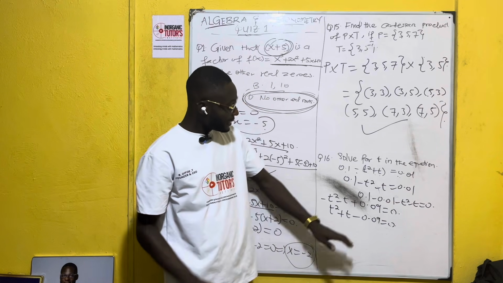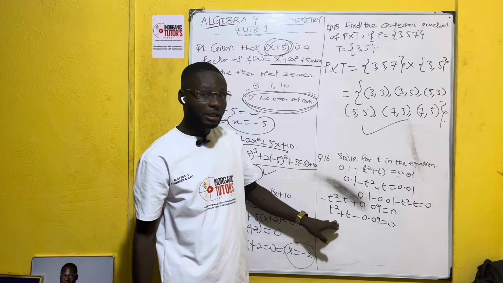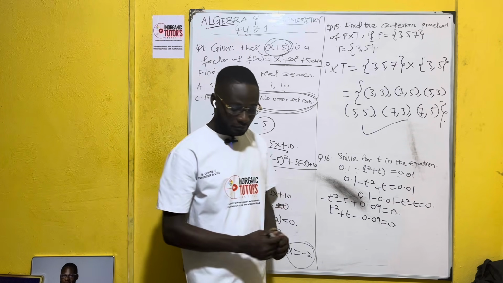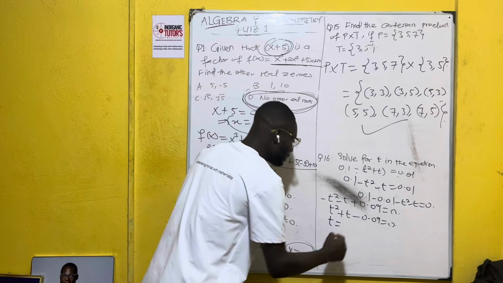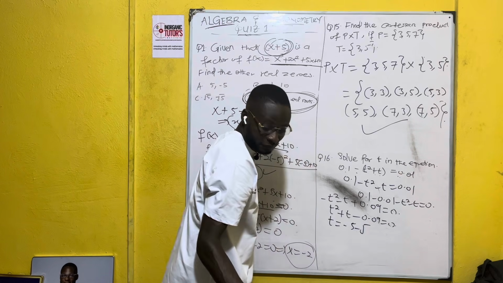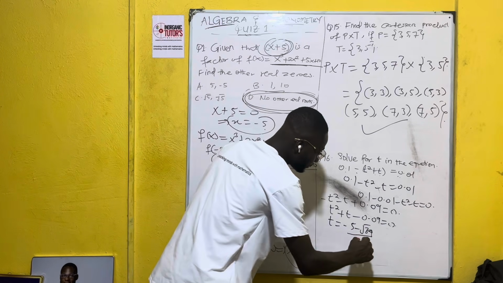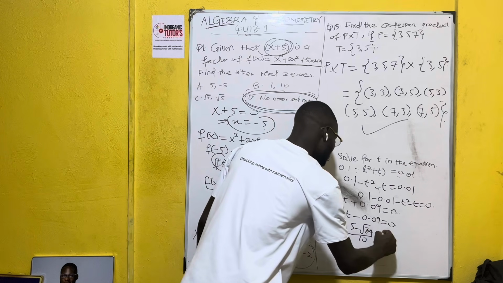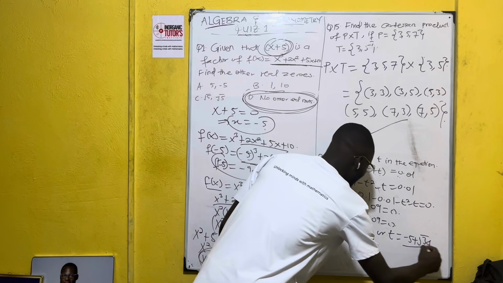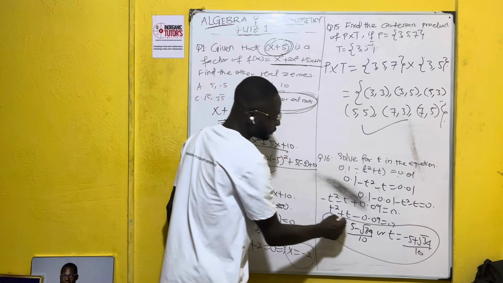We realize that this expression, we cannot factorize it, right? Unless we use the quadratic formula, right? So if you use the quadratic formula, we are going to have the first value for T to be equal to -5 minus square root of 34 divided by 10, or T is equal to -5 plus square root of 34 divided by 10. So these are the values of T.